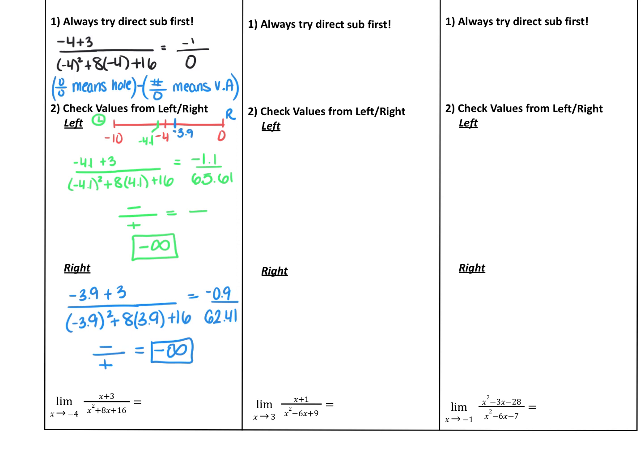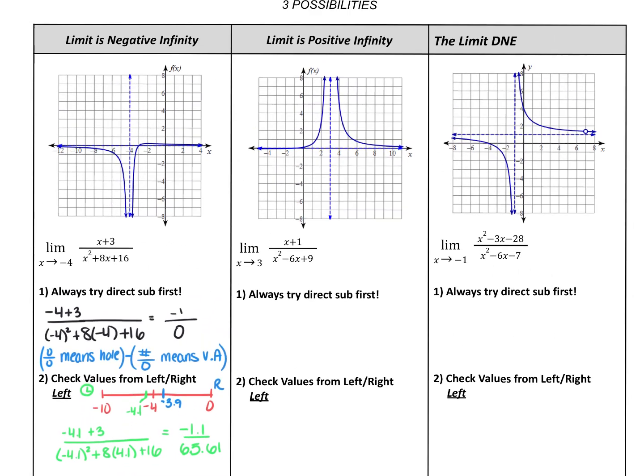So this proves that the limit from the left is negative infinity. The limit from the right is negative infinity. Therefore, the limit as a whole is negative infinity. The left and the right are equal, therefore the whole limit is also equal to negative infinity. And this graph proves it, right? This graph proves that they both go to negative infinity, so that would be our limit.